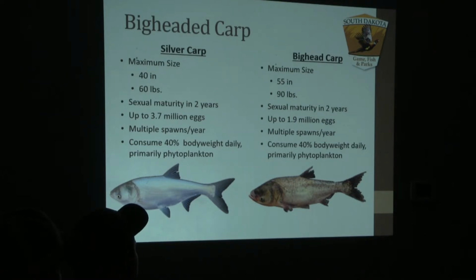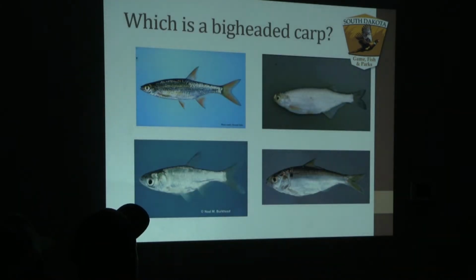And a manager's concern would be their diet. They consume up to 40% of their body weight daily in phytoplankton, which is the same food source that our juvenile game fish need in their first year of life and to get them through their first winter. And with that, they also move that food availability more to the benthic area of the lake or river system.